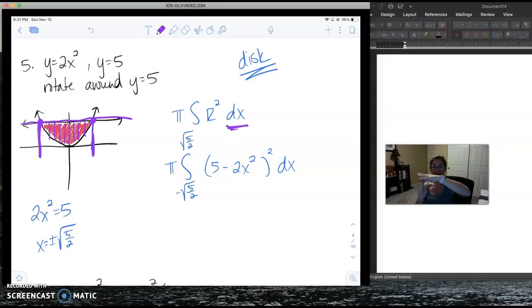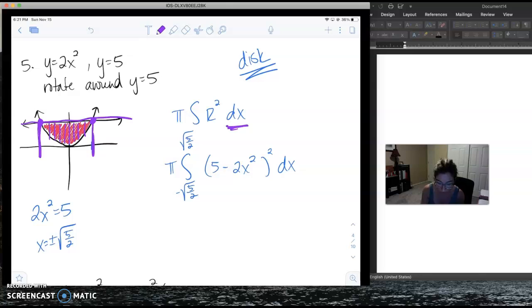If I imagine taking these rectangles and rotating them around that y equals 5, it looks like those rectangles are right next to it, right? There's not going to be any gap when I rotate this around. If I imagine a 3D rotation, it's going to look like a football shape, and there's going to be no hole in that football. So I know I'm going to use disc instead of washer.